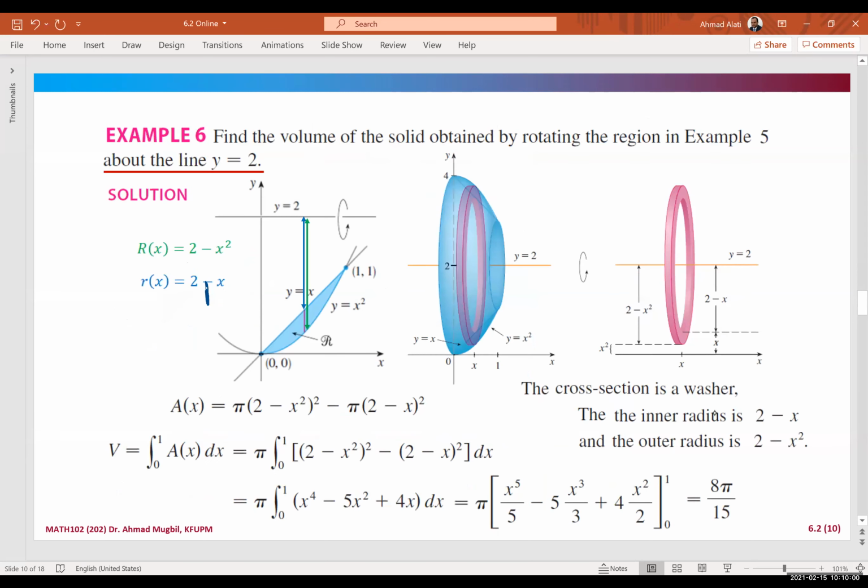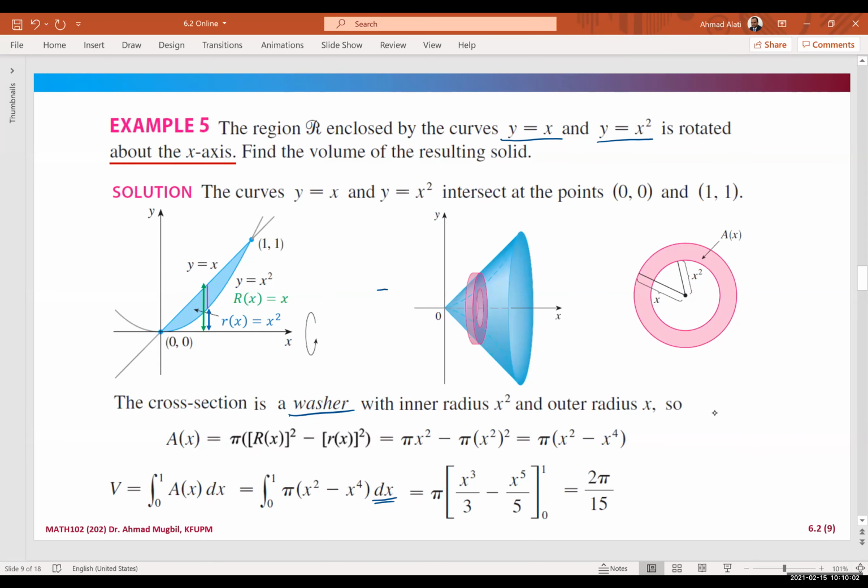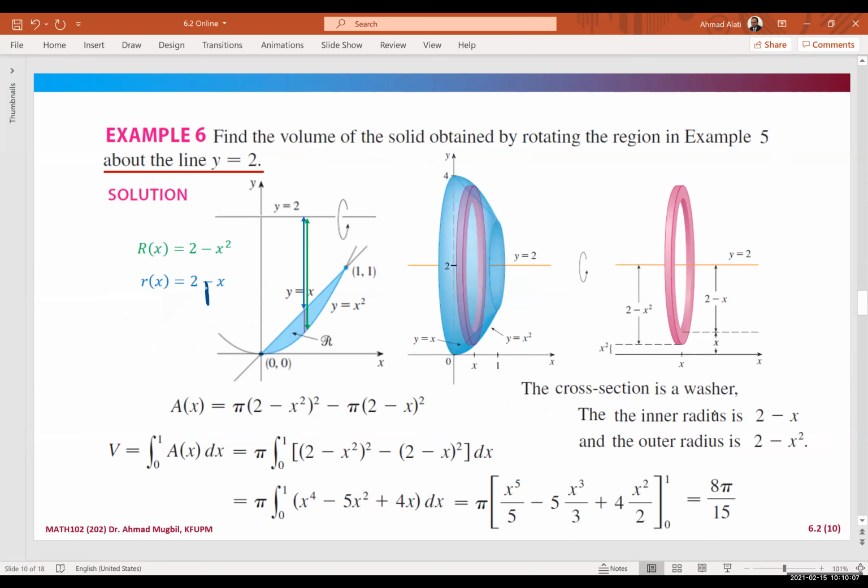Let's repeat the same example, but this time we will rotate it about the line y equals 2. So this is y equals 2.